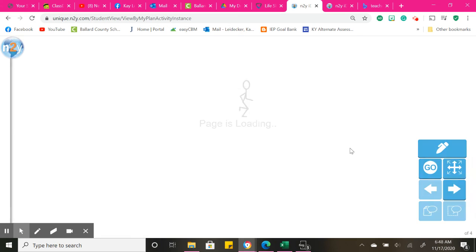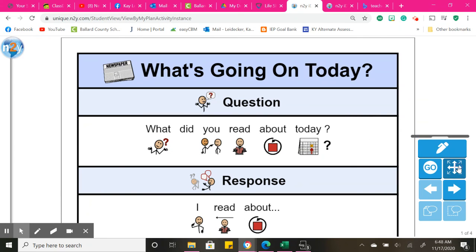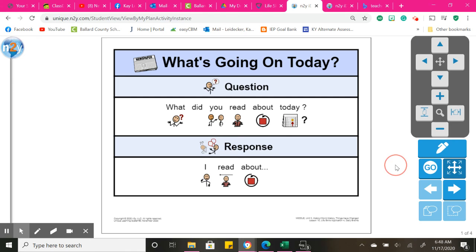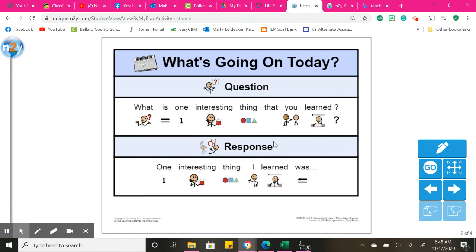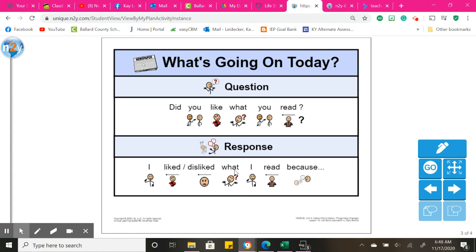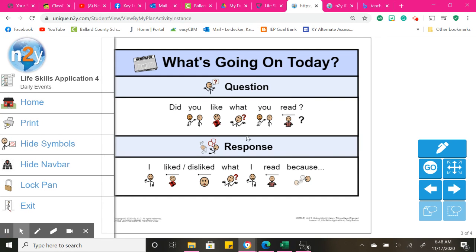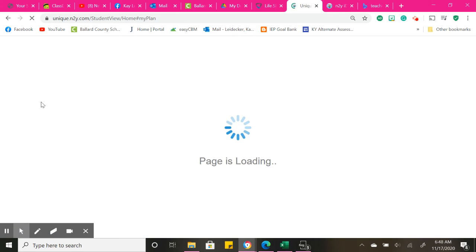Life skills application. What's going on today? What did you read about today? Response, I read about. So if we were in class, I would be doing this with you. What is one interesting thing that you learned? I will not be going over this with you today, but this is what we would be doing if we were in the classroom. And this would probably be over what we would be reading about a current event or what you are reading currently as your library book. So if you want to kind of talk or go through those questions yourself, you can.